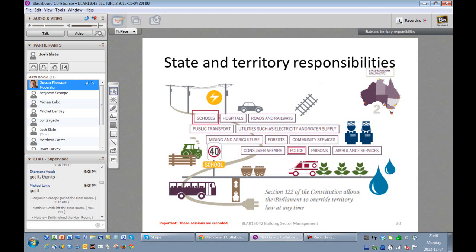All right. So remember, we have the AFP, and then, of course, the state police as well. So there's a good idea. You can have a look at the slide, and it gives you a good idea of exactly what the different responsibilities are of each of the states and territories.